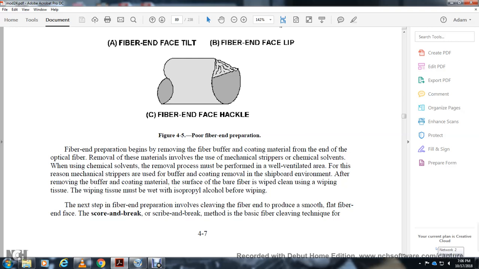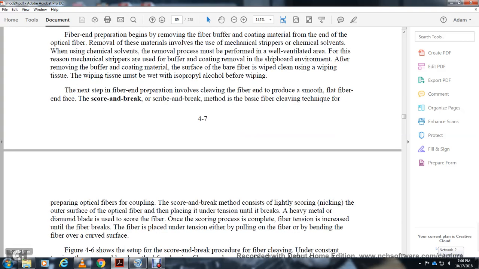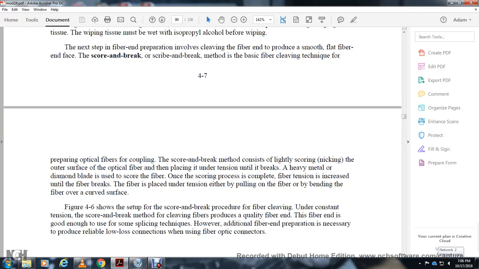The next step in fiber end preparation involves cleaving the fiber end to produce a smooth, flat fiber end face. Score and break, also called scribe and break, is the basic fiber cleaving technique. In the score and break method, the outer surface of the optical fiber is nicked, then placed under tension using a razor or heavy metal tool. After the scoring process is complete, the fiber is placed under tension, either by pulling the fiber or by bending the fiber over a curved surface.